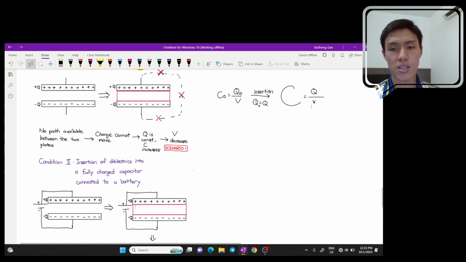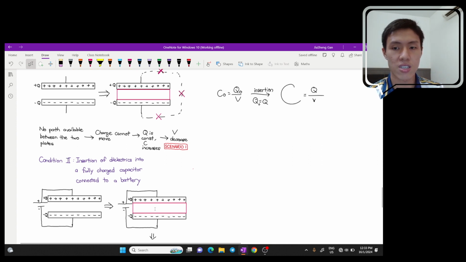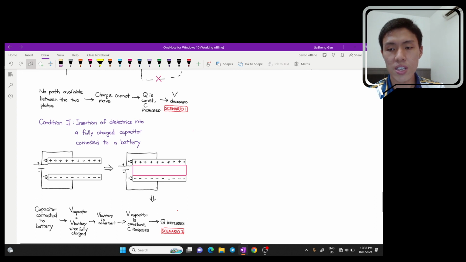So the capacitor is still connected to the battery. What do we know? If it's still connected to the battery, then when it's fully charged, the voltage or the potential difference across the capacitor must be equal to the potential difference across the power supply. This must be true when we fully charge a capacitor. So V capacitor is equal to V battery when it's fully charged.